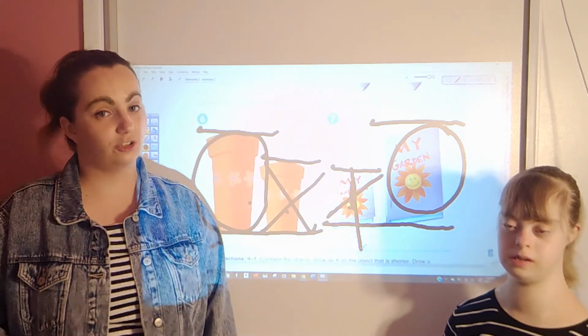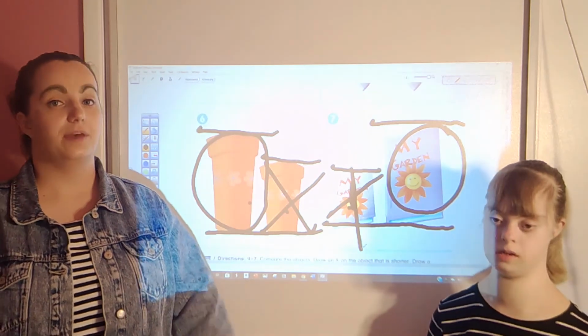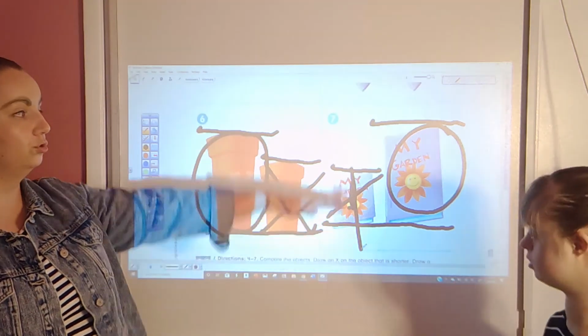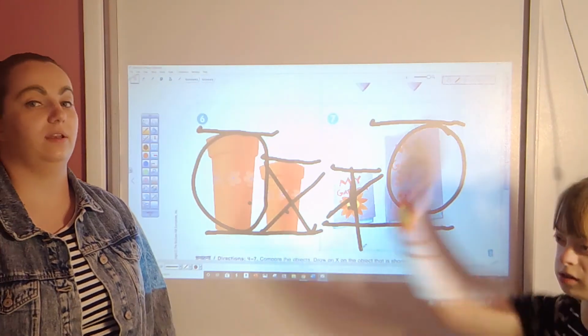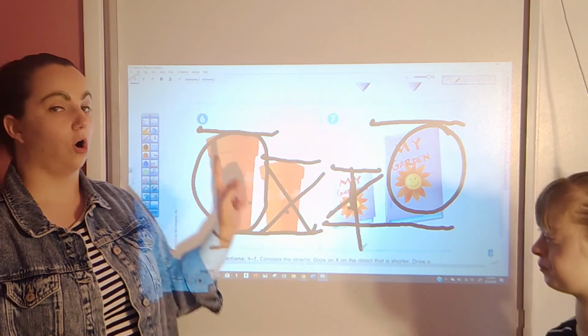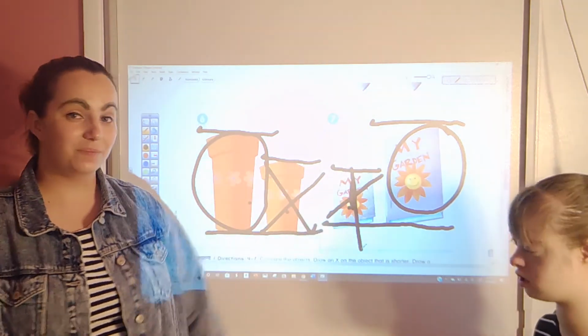So what I want you to remember from this lesson, we talked all about height, the measurement or distance of something from bottom to top. When things have different heights, you can find the taller one and the shorter one. Cool. Keep up the good work.